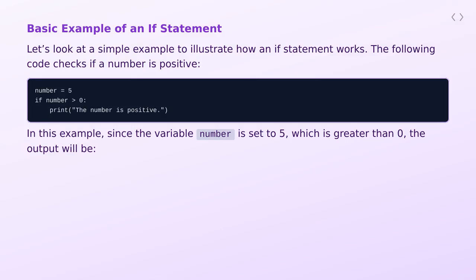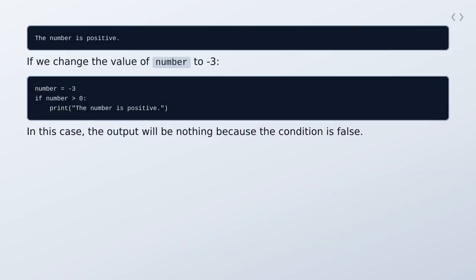Let's move on to a basic example of an if statement. Let's look at a simple example to illustrate how an if statement works. The following code checks if a number is positive. See the example on this slide. Pause if you want to study the details. In this example, since the variable number is set to 5, which is greater than 0, the output will be. The samples on screen walk through this step. Take a moment to read through them.